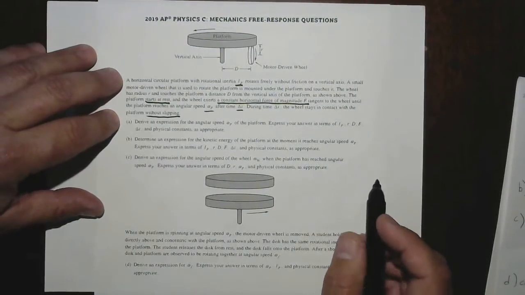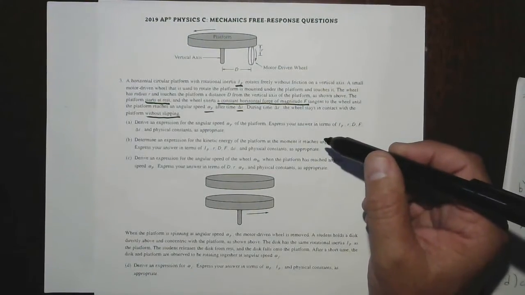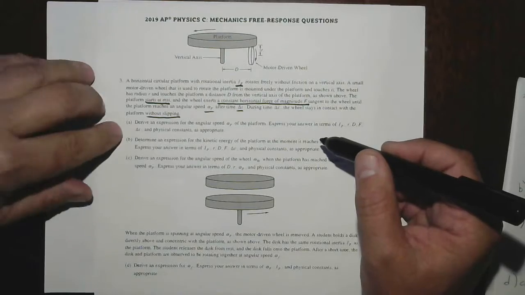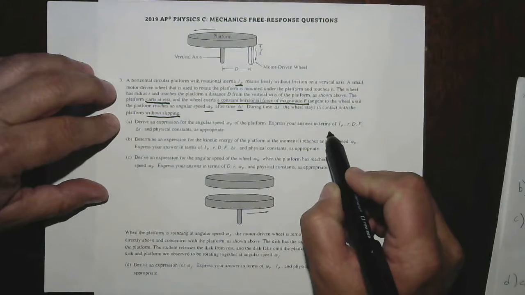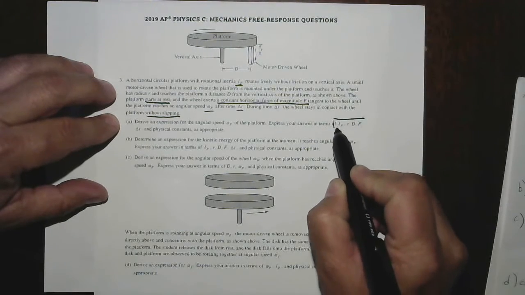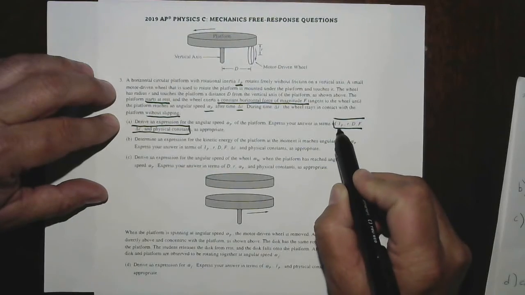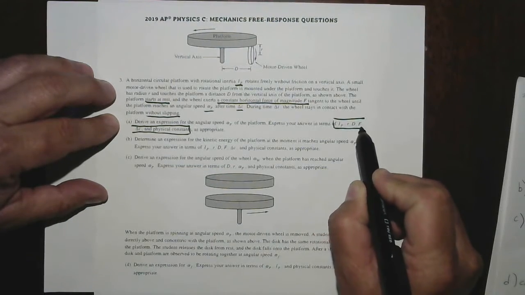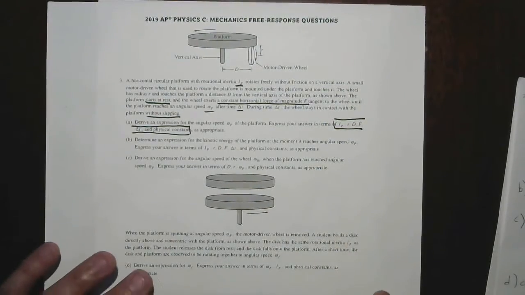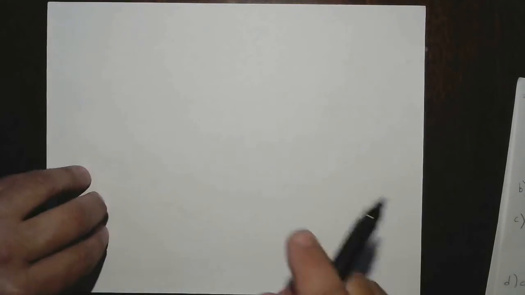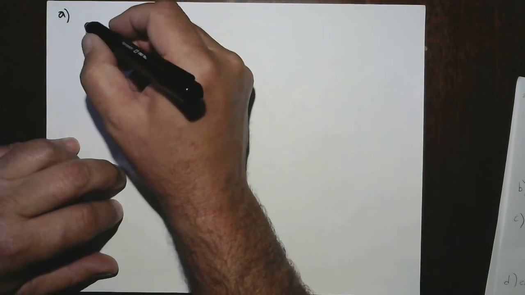Okay, cool. First thing they're going to ask, and again, this is usually the softball question, the start leading you down the path question. Derive an expression for the angular speed of the platform. Express your answer in terms of these things and physical constants as appropriate. So we have IP, little r, capital D, F, delta t, and physical constants. All right, so we're deriving an expression for the angular speed. This is going to be part A.